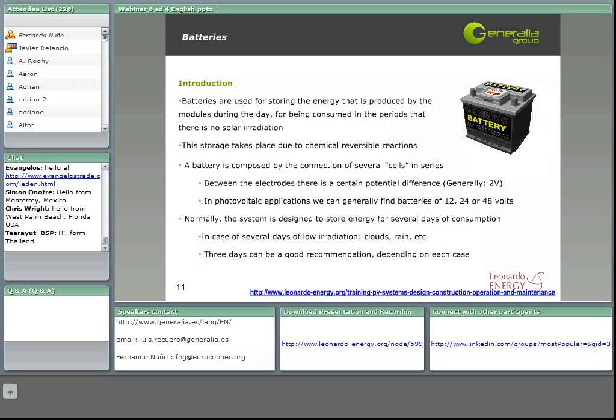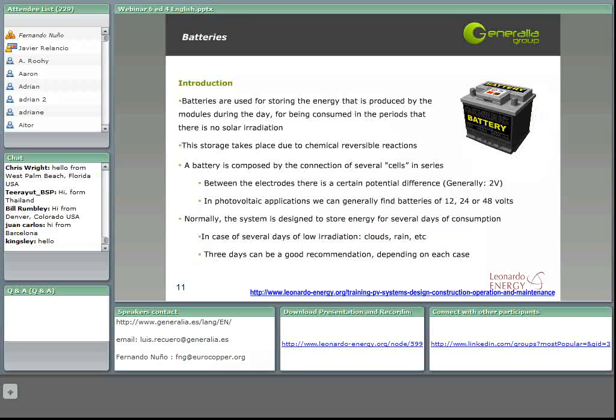Now that we have settled the main concepts, we get to the batteries at this point, which are one of the main elements of an off-grid facility. As it says in this slide, the batteries are used for storing the energy that is produced by the modules during the day for being consumed in the periods when there is no solar irradiation.